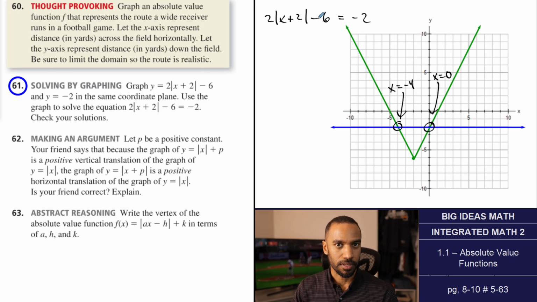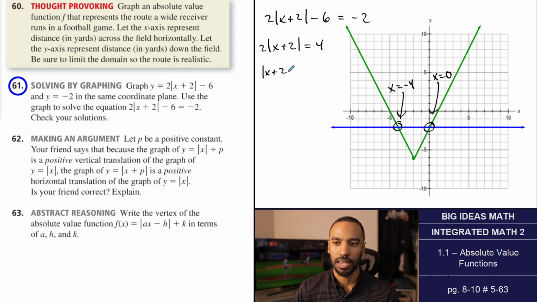So the way you solve these algebraically is you get the absolute value equation by itself. I'm going to add 6 to both sides. Divide both sides by this 2, and I get that part by itself. Now, because this can be a positive or -2, I'm going to create 2 different equations that say that.